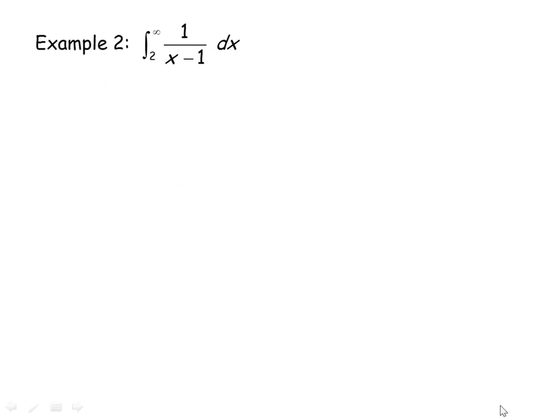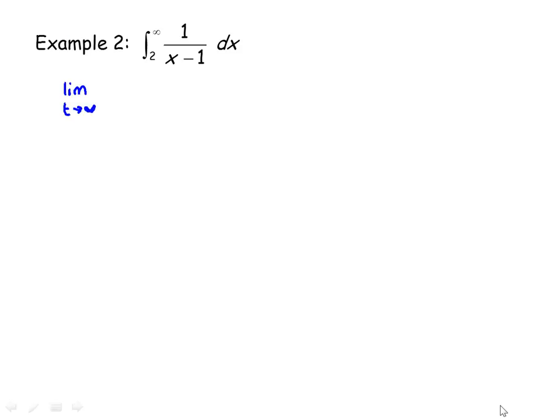Okay, let's try this one. All right, so we look at your boundaries. We're going from 2 to infinity, so which one are we going to use? First, second, or third? The same one. So we're going to rewrite this as a limit. So your limit as t goes to infinity.